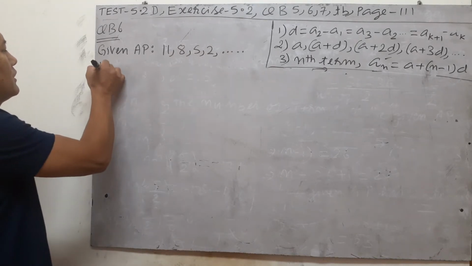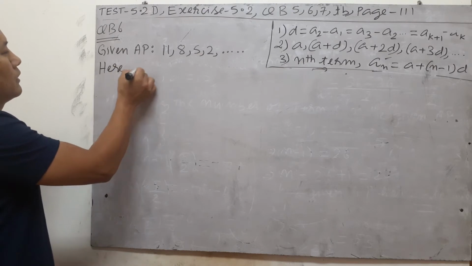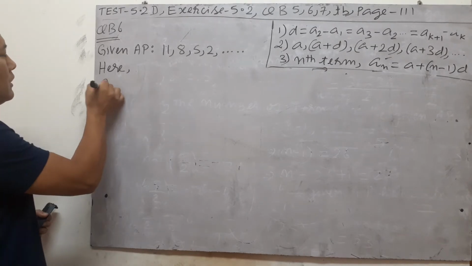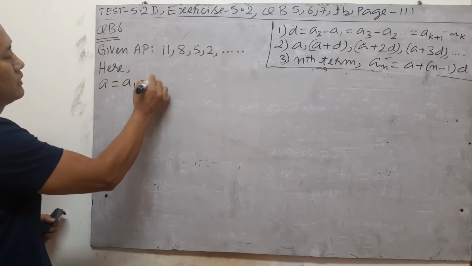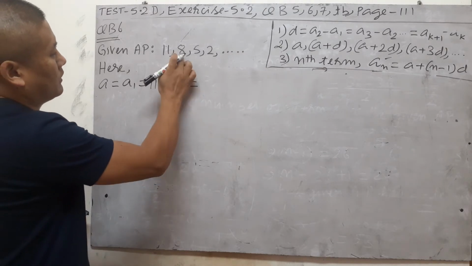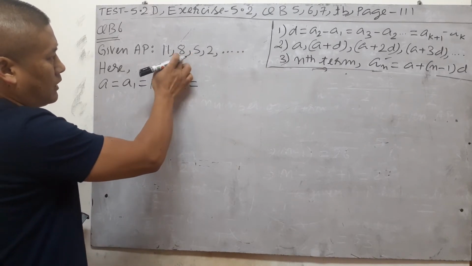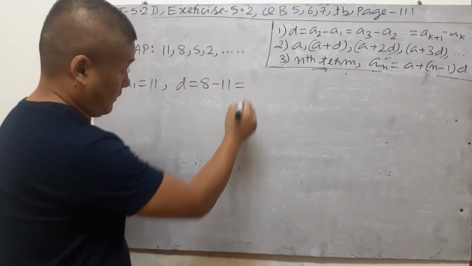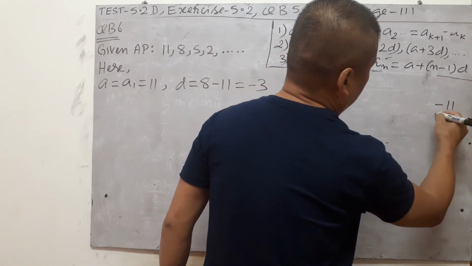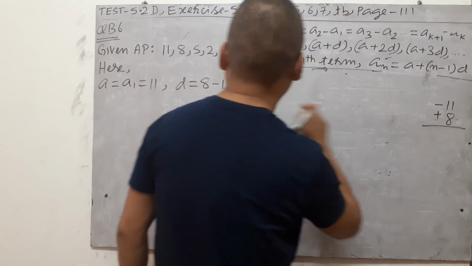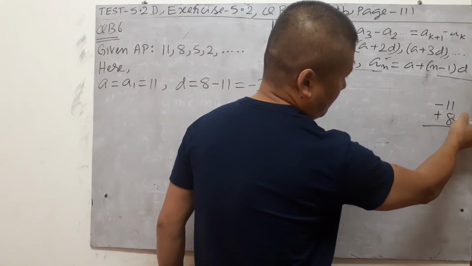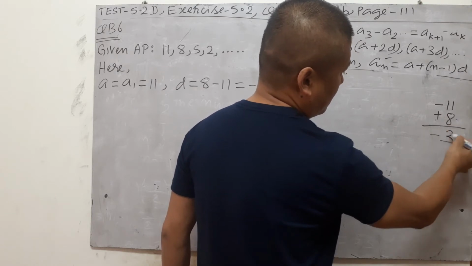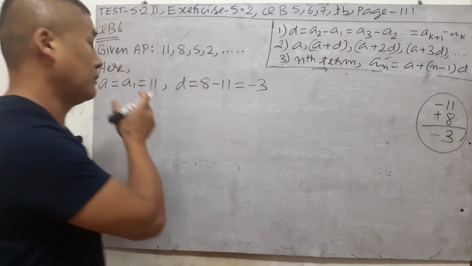That's what they're asking. So here, very clearly, a or a1, the first term, is 11. D will be second minus first or third minus second. Any one you can take. 8 minus 11, so there will be minus 3, as you can see here. Minus 11 plus 8. Subtraction 11 minus 8 is 3. Since it's 8 minus 11, the result is minus 3. So this is the common difference.